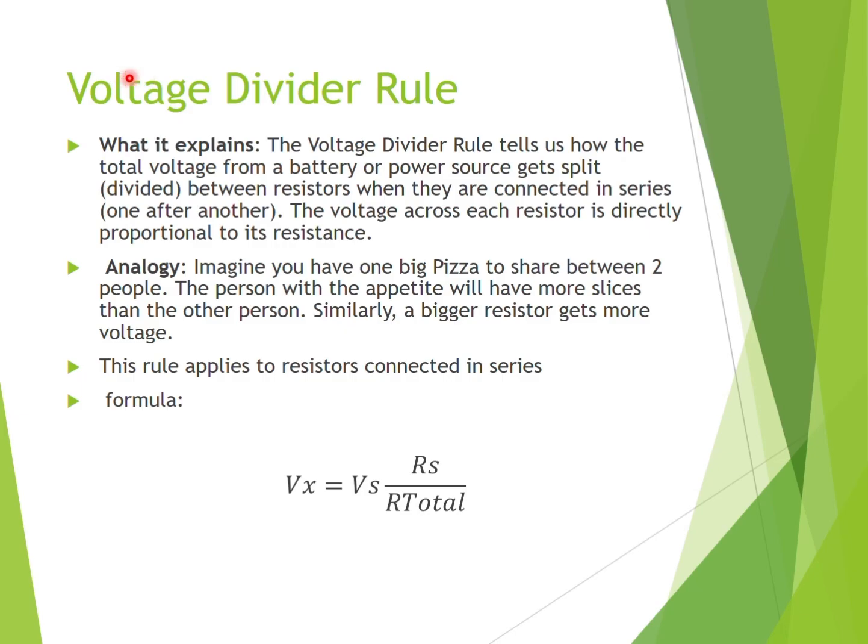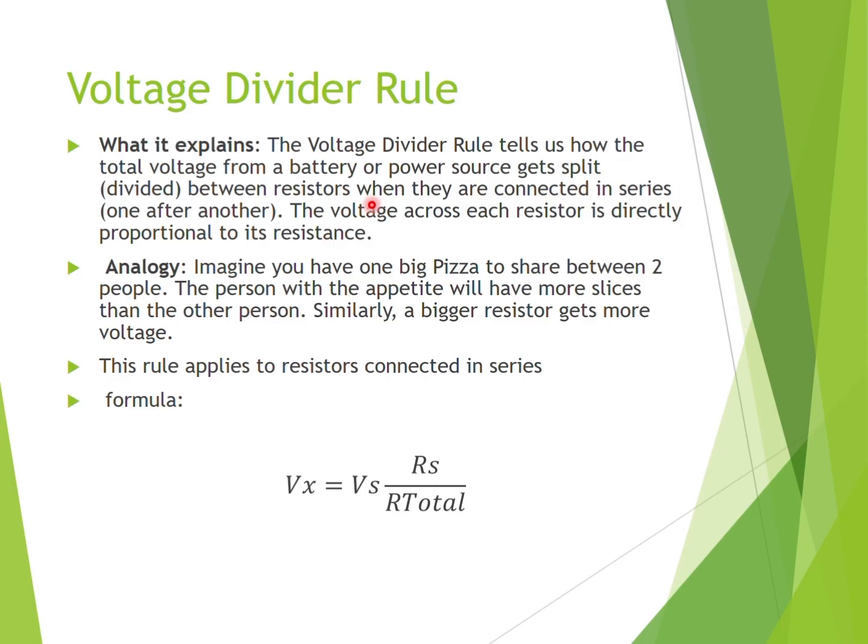So voltage divider rule. What does this rule explain? The voltage divider rule tells us how the total voltage from a battery or a power source gets split between resistors when they are connected in series. The voltage across each resistor is directly proportional to its resistance.